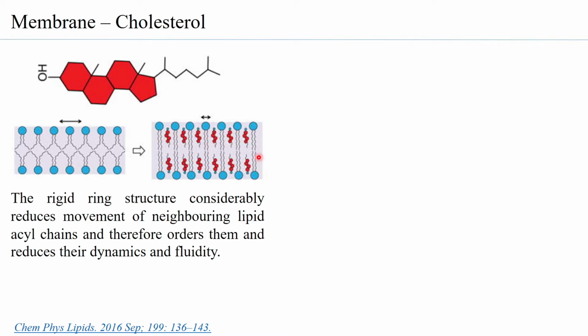So they're more ordered rather than random, as you can see over here. And therefore, what happens is it will reduce the fluidity of the membrane. So you can kind of say that it is contributing to the rigidity of the membrane. You can see how the space between every lipid moiety is going to be less, because now you have the cholesterol here in between, and this is the other lipid. So you can see that there is hardly any space between these two.